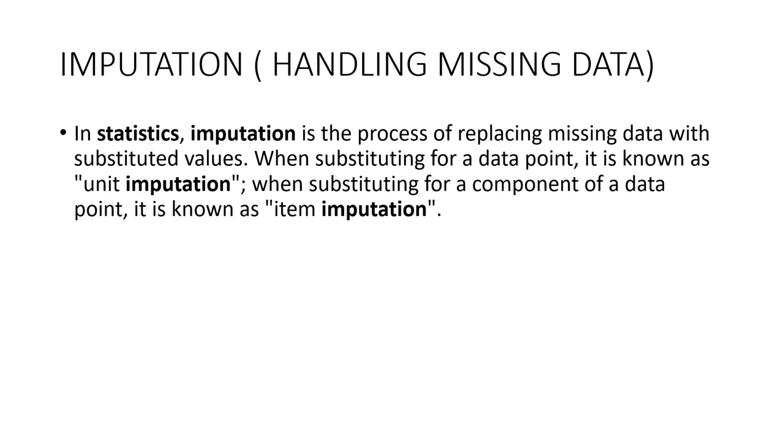In statistics, imputation is the process of replacing missing data with substituted values. When substituting for a data point, it is known as unit imputation. When substituting for a component of a data point, it's known as item imputation. There are two types of imputation: unit imputation and item imputation. Item imputation is for a component of a data point, and unit imputation is for a data point.